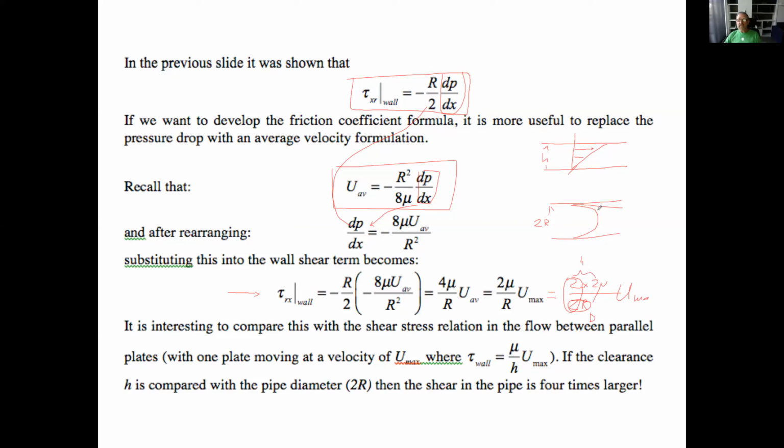So the argument is that if I have the same maximum velocity, same maximum, so here and here, the shear in this case is 4 times larger than in this case. I don't know if you're happy or not, but that's the exercise. Okay, that's the exercise.